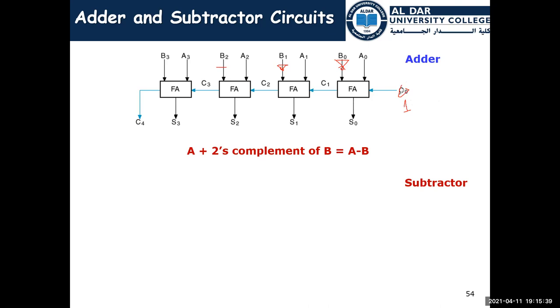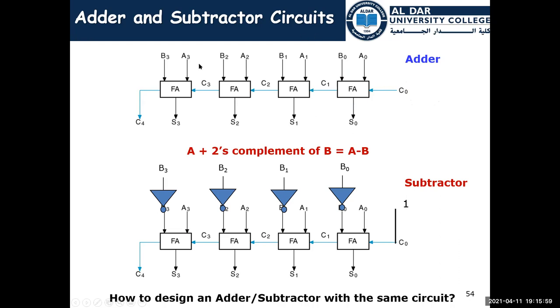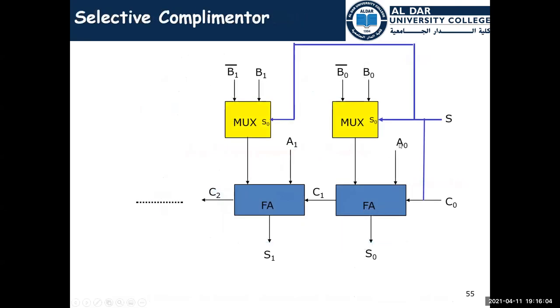This way we have a subtractor, but we need some circuit to select between adder and subtractor. I want to know how to select between adder and subtractor. So this is just a converter. This is the 1's and then we attach the C0 as 1. This is the adder and this is the subtractor. How to make a circuit to select between these two circuits? If we look at the control circuit, we have a multiplexer to select between B0 and the complement of B0.